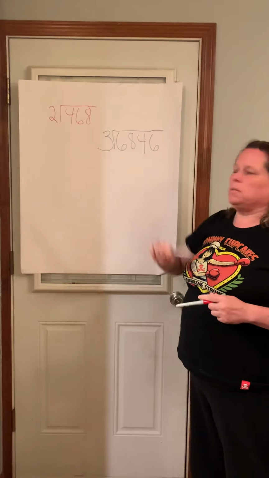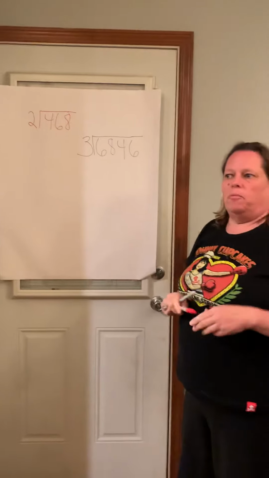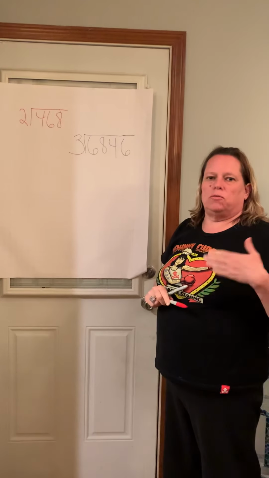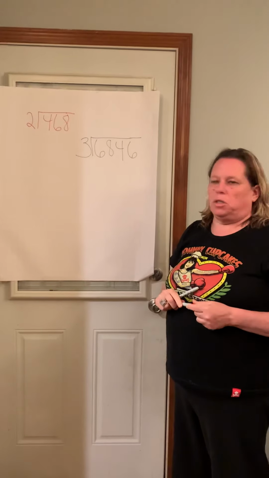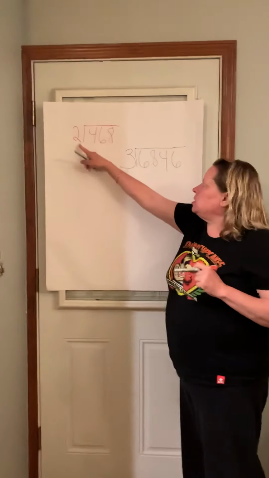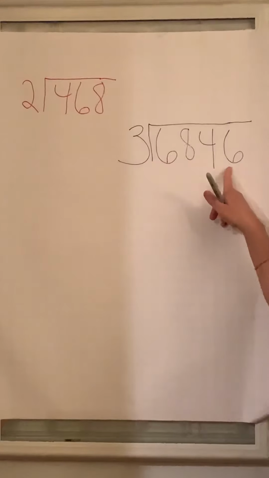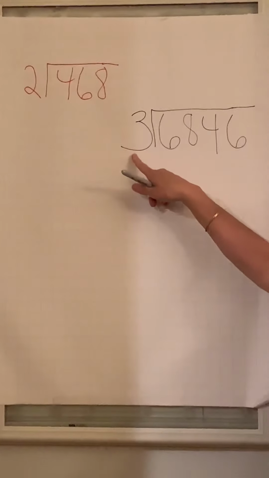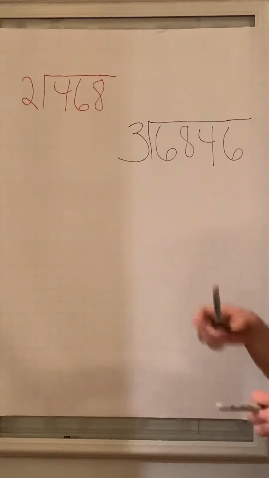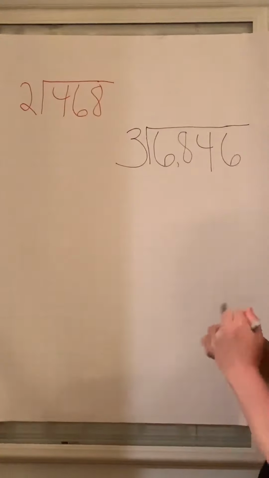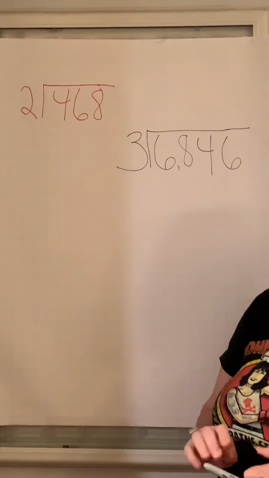I'm going to film a quick math video with you guys. I'm going to go over some division today. Remember, we did division during the school year, and I want to focus on the traditional algorithm of division. The first one we're going to do is 468 divided by 2, and then we'll do a bit of a longer one. Long division is 6,846 divided by 3. So let's start with the smaller one first.